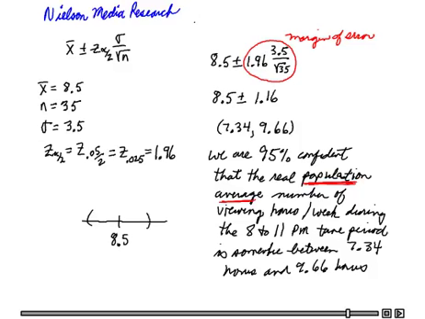Our margin of error says that that value could be as much as 1.16 hours off from what the real population value is. We know, in other words, that the real population average number of viewing hours per week between the 8 and 11 time period is somewhere within 1.16 hours of 8.5 hours, or somewhere between 7.34 hours and 9.66 hours, with 1.16 as our margin of error.